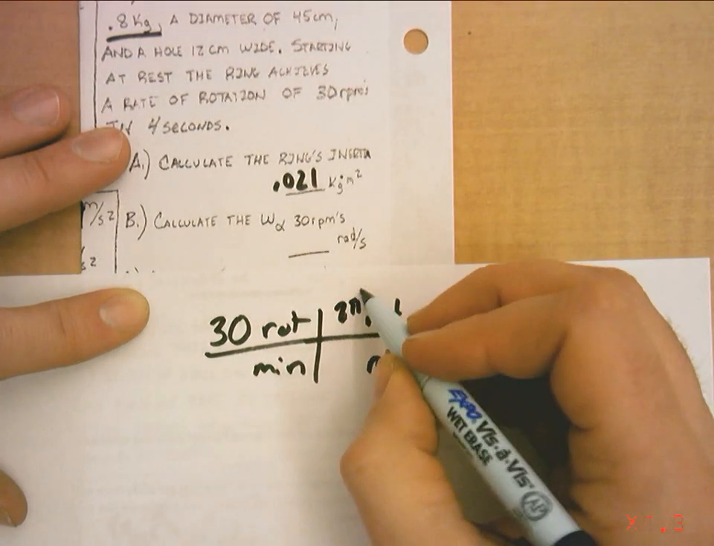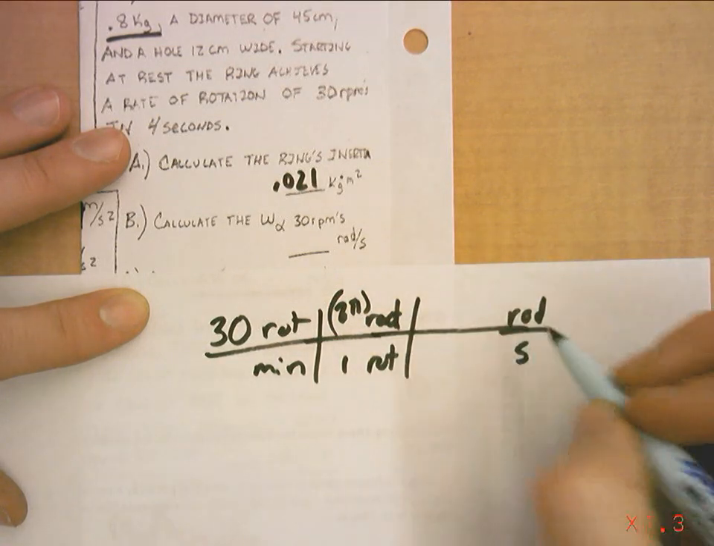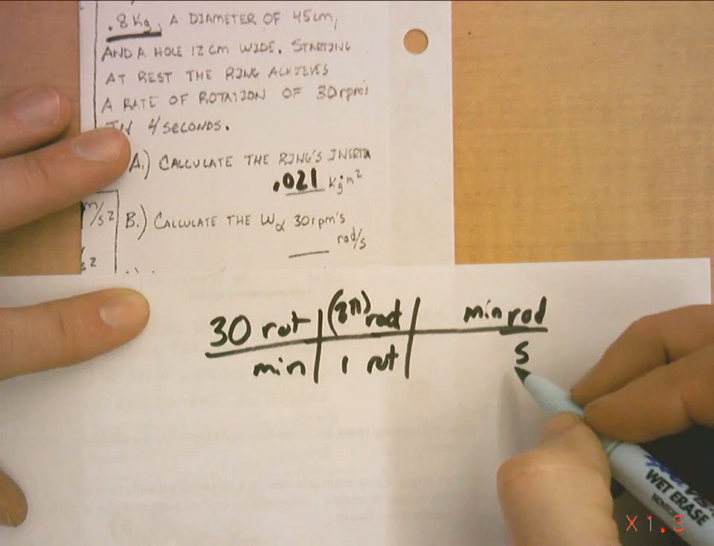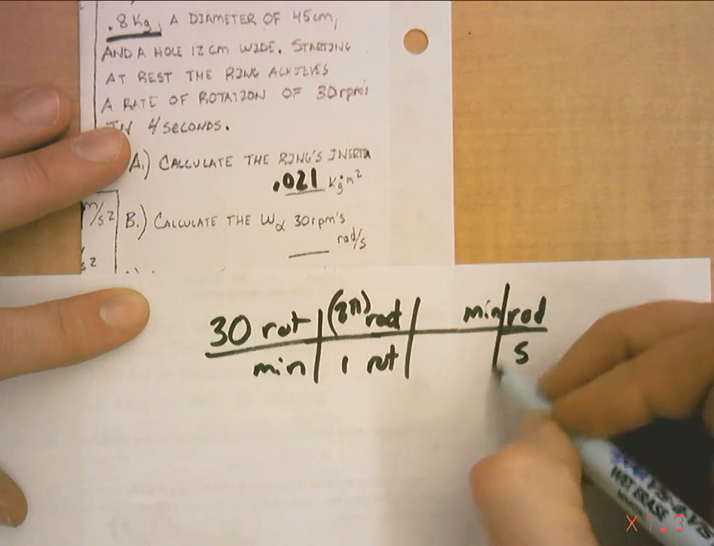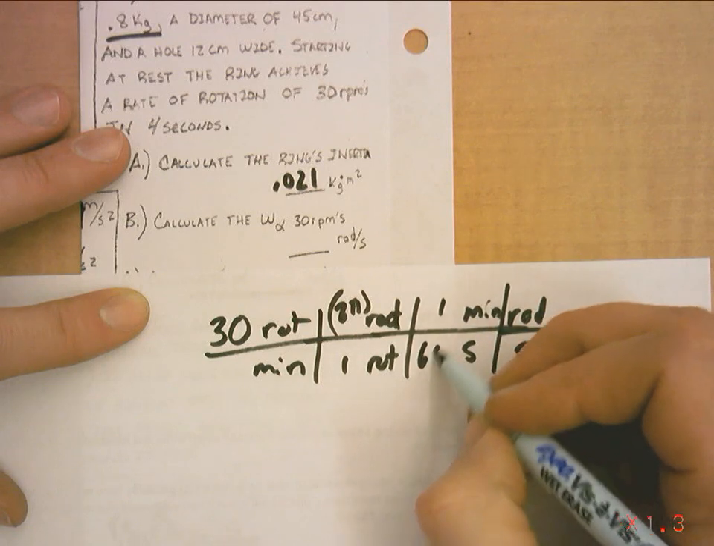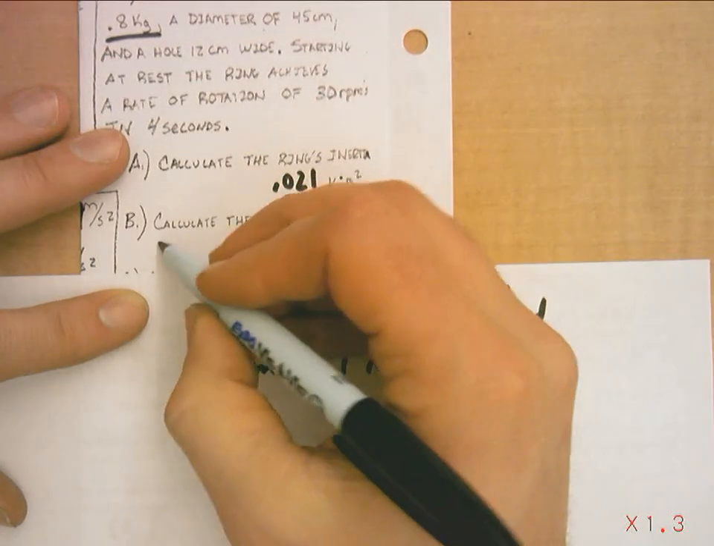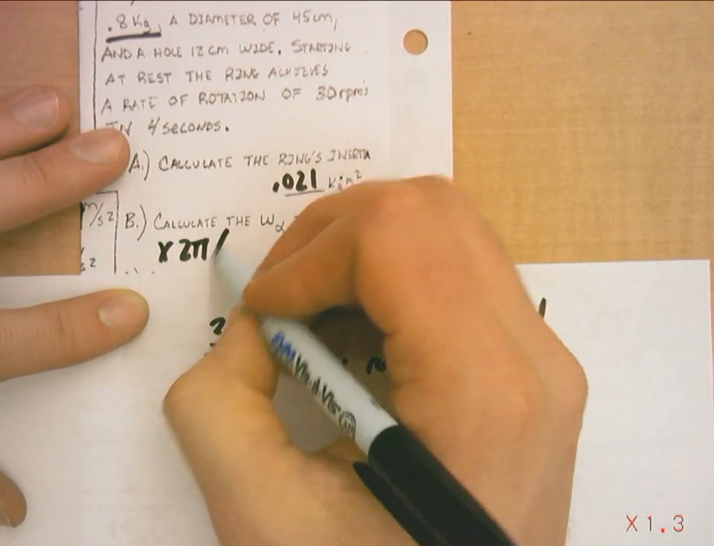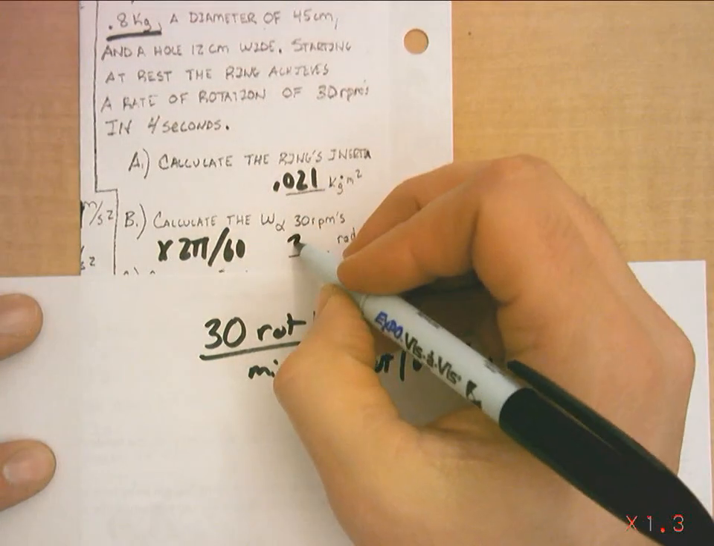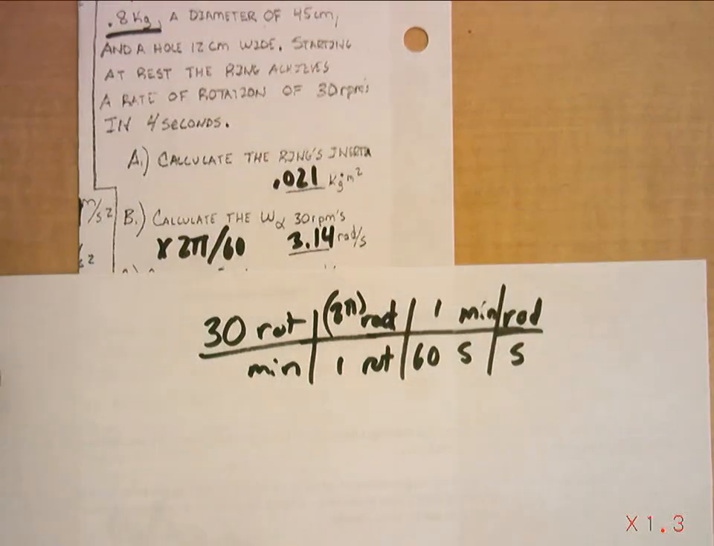2 pi radians is equal to 1 rotation. Go back the other way then, and we take care of the minutes. We want to go to seconds, and so we do that, and we can then say 1 minute is 60. So it looks like we need to multiply by 2 pi and then divide by 60. And so when we do that, we get 3.14 radians per second.